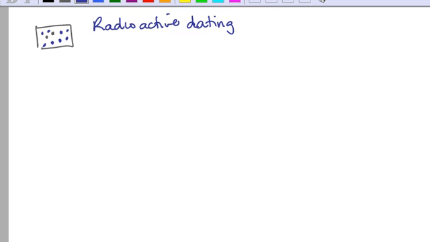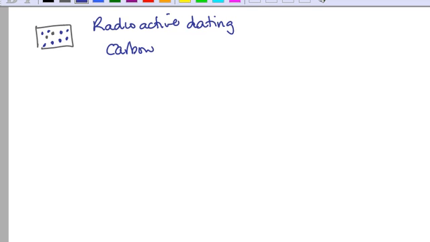So another application for the law of natural growth is in radioactive dating. If you can imagine, you have a sample of something that was an organic compound, something that was living, and for any living compound there's carbon.